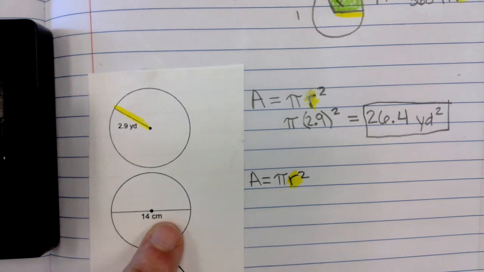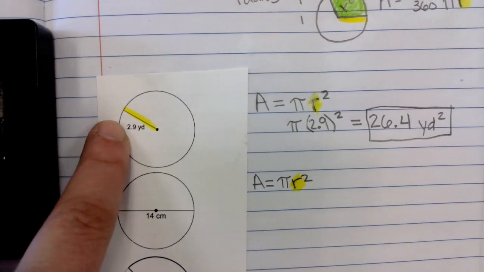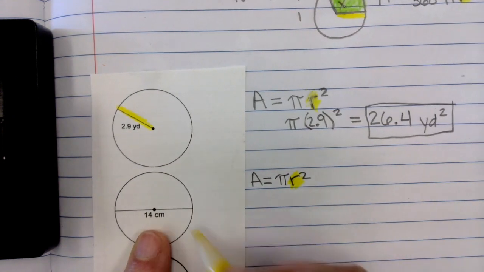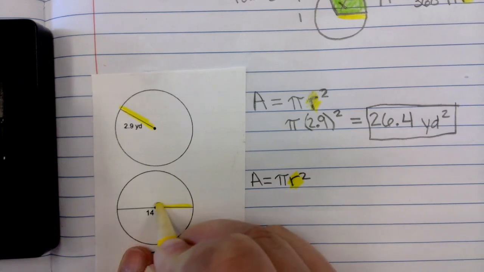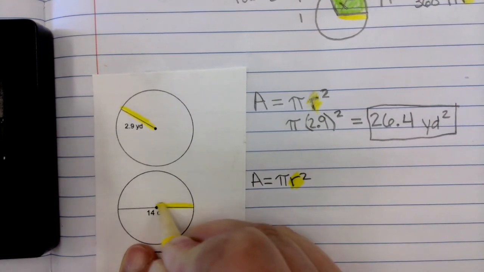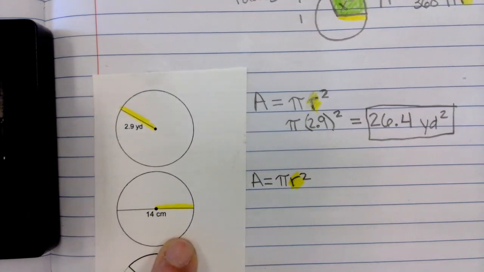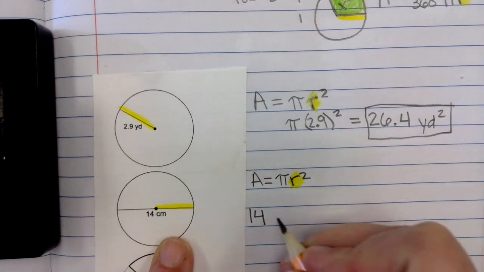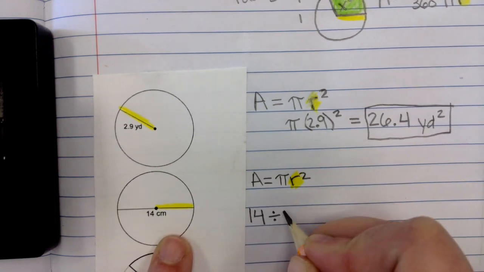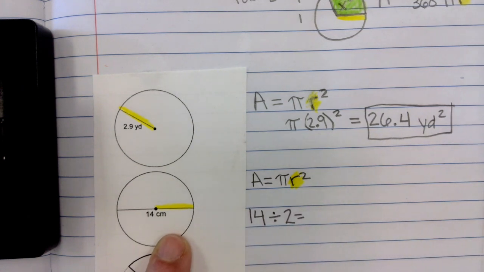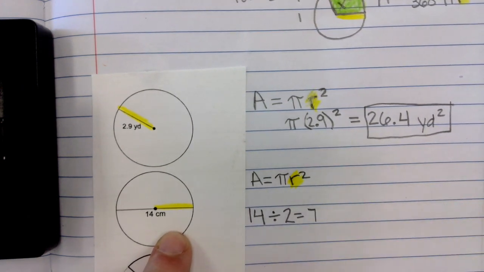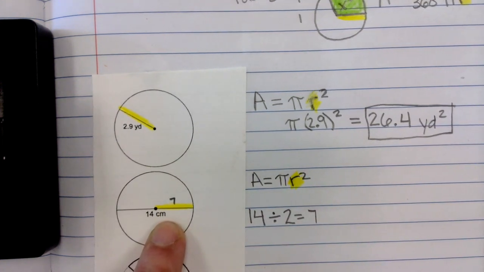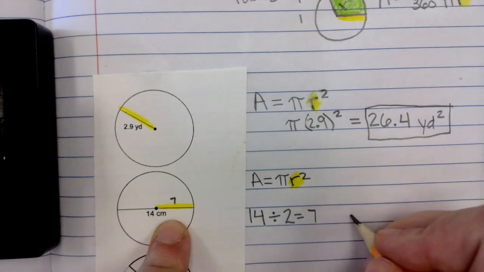So I'm going to take 14, and how do I find half of 14? We divide by 2. What's 14 divided by 2? 7. Good. So this is really 7 here. That helps you to label it. So we're going to have A equals pi times my radius, 7 squared. So identify what you're given. Are you given the radius? Are you given a diameter? And then throw it into the formula and throw it into your calculator.